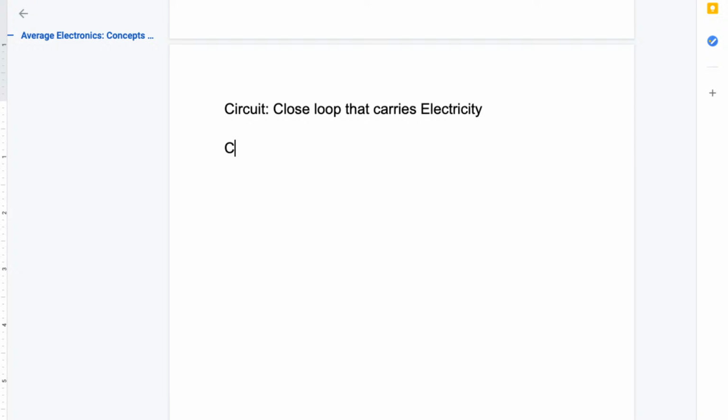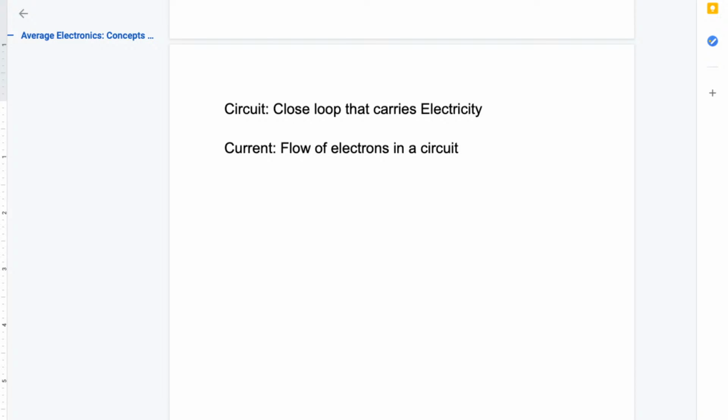So a current is the flow of electrons in a circuit. We could also say it's the flow of electricity, but specifically it is the flow of electrons.